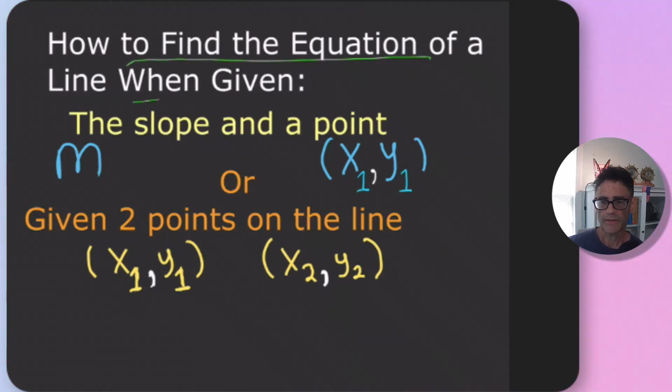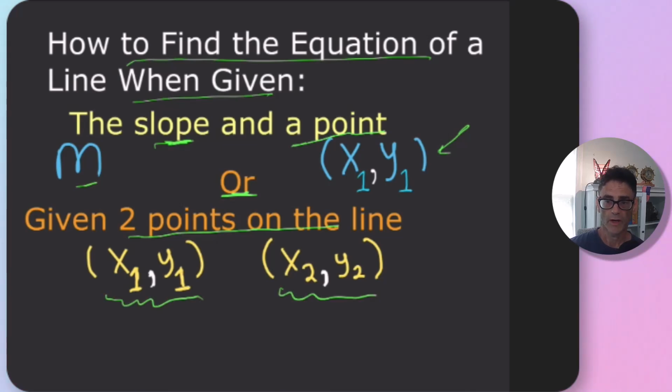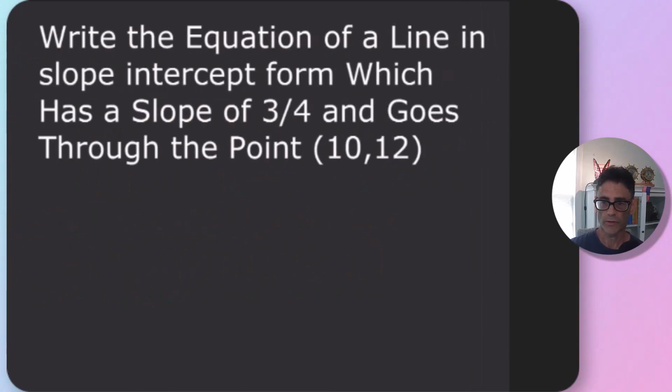So you're going to take the information, and you're either going to get a slope and a point, or 2 points on the line. I'm going to show you 2 methods of how to solve this. First, let's take an example. Write the equation of a line in slope-intercept form, so y equals mx plus b is what I want to end up with. This particular line has a slope of 3/4, and it goes through the point (10, 12). So I need to find the equation of the line.